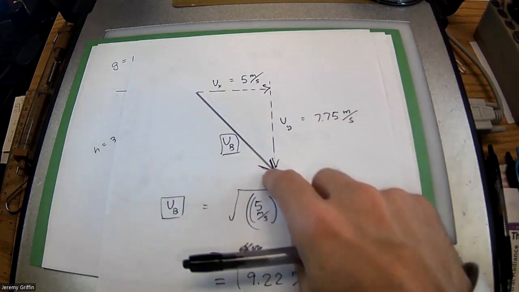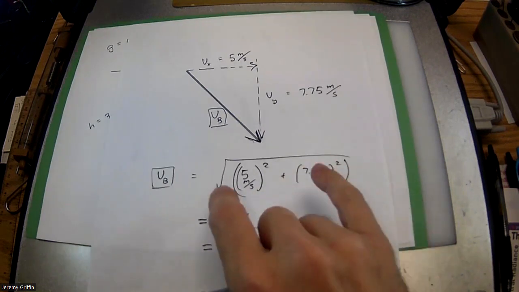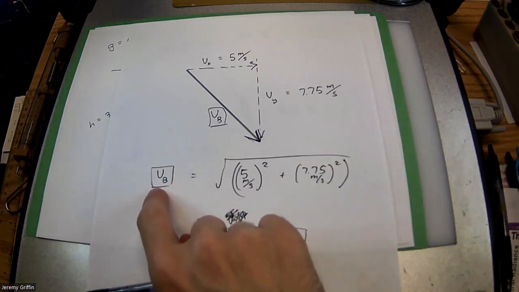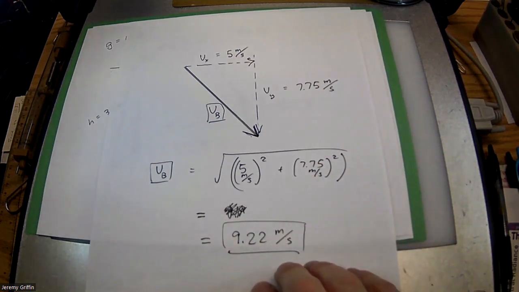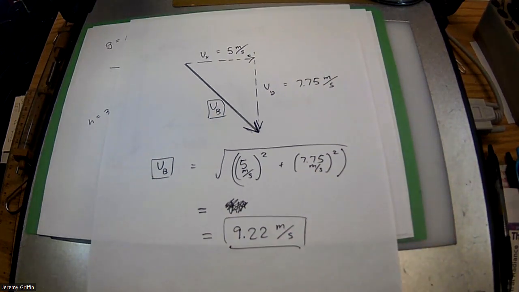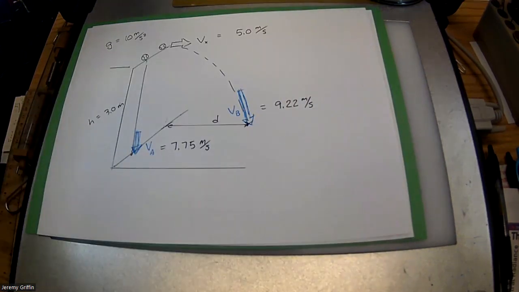Guys, can you do Pythagorean theorem with velocities? Yes, you can, and that's exactly what you do. This is the Pythagorean theorem right here, isn't it? This squared plus this squared, I just skip a step into the square root. And there you go, 9.22 meters per second. All right, are we good? Who's got a question? Any question? All right, let's try.